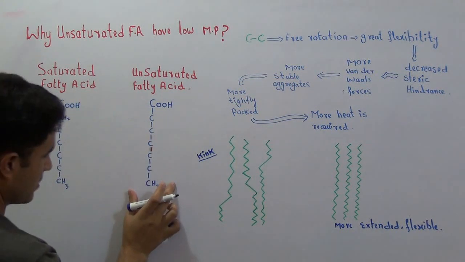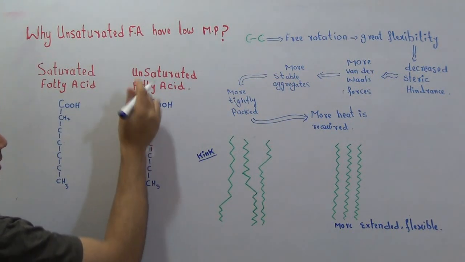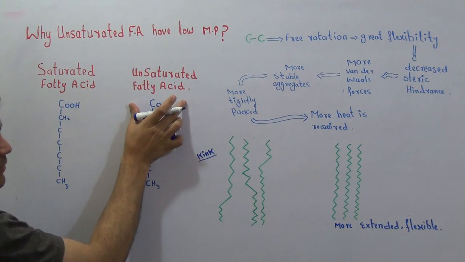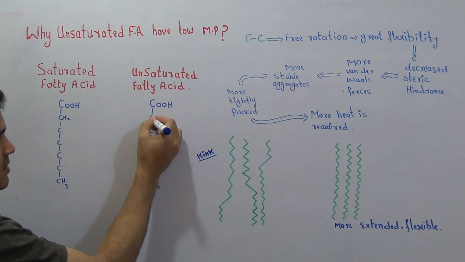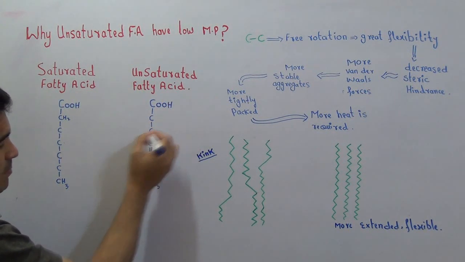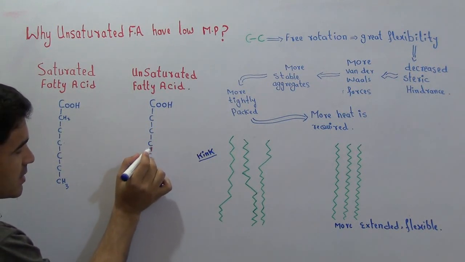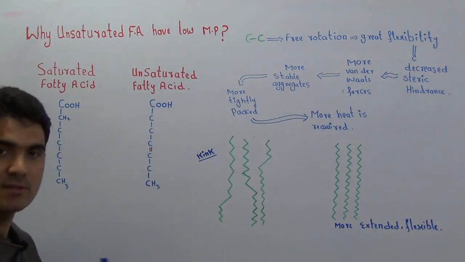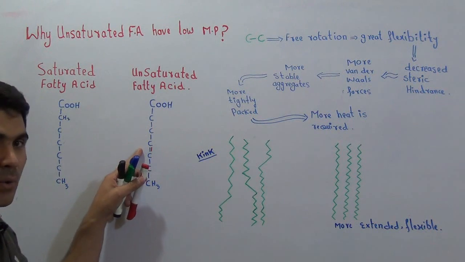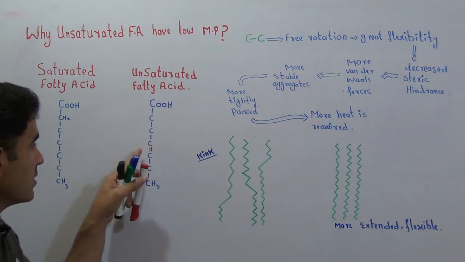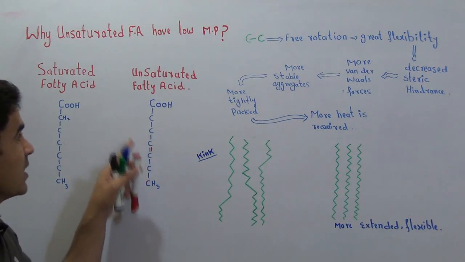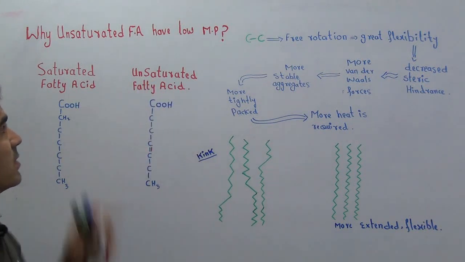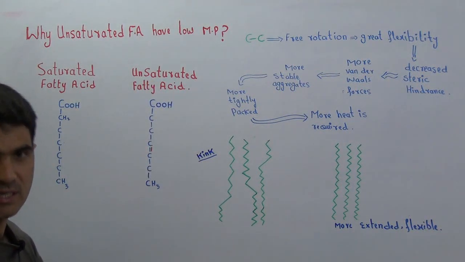And on the right side, there is an unsaturated fatty acid, where you can see carbon, single bond, carbon, but here you can see two bonds are there. One is sigma and one is pi. Because of the double bond, this fatty acid becomes an unsaturated fatty acid.